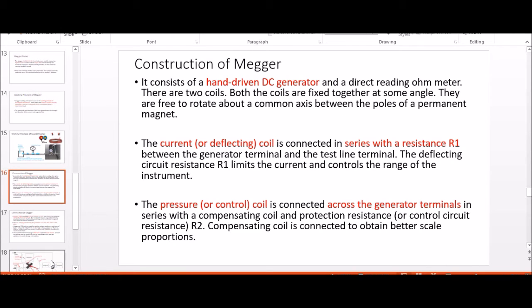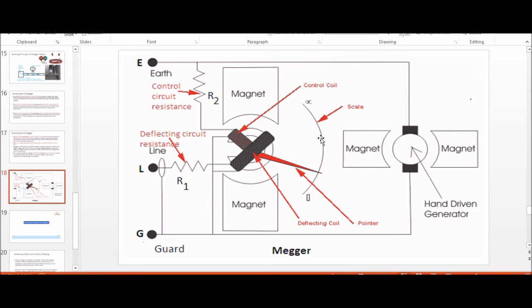So the construction of your Megger meter: it consists of a handheld DC generator, right? When we rotate your DC generator, it produces a constant DC voltage. There are two sets of coils present in your Megger meter. This is somehow the inner diagram of your Megger meter. There is a hand driven generator placed in a magnetic field. So when you move this generator, you produce a change of magnetic field, and that changing effect causes the flow of current.